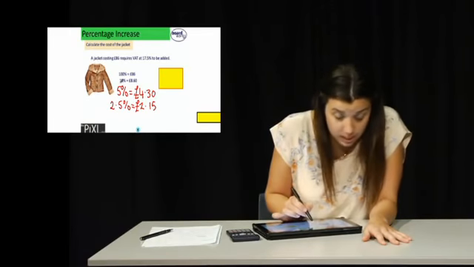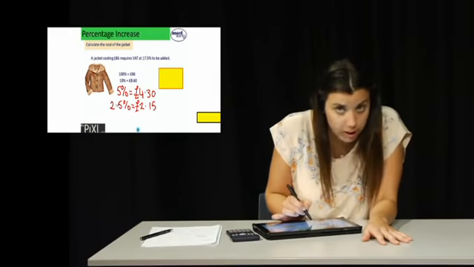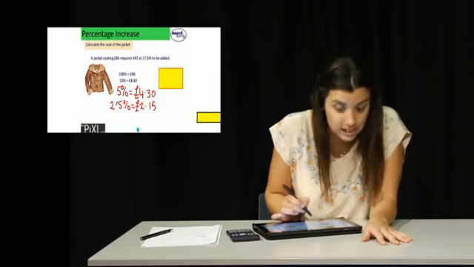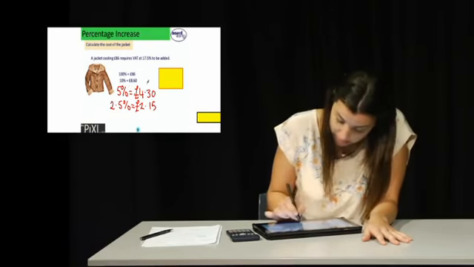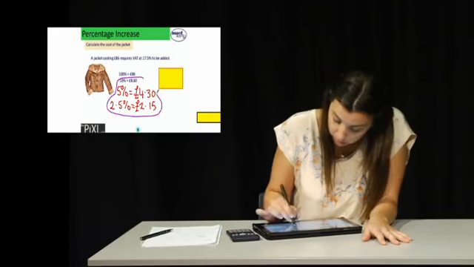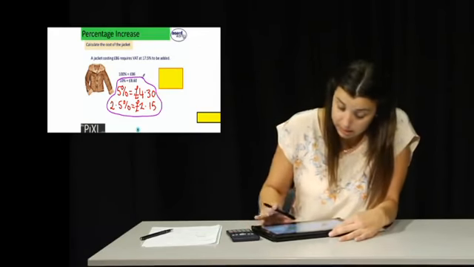Now, we have 10%, 5% and 2.5%. Add those 3 up, 17.5%. So what we're going to do now is just add our values up here to get 17.5%.